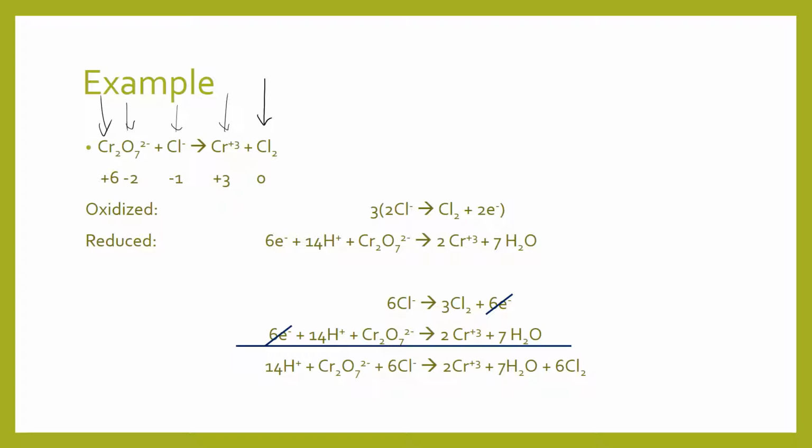The next step is to identify which reactions are oxidized and which are reduced. If we take a look at the chlorine, it goes from a -1 to 0. This means that it's lost electrons. Remembering, Leo, the lion, says grr, losing electrons means you're oxidized. So the first step in this problem is to write the oxidized reaction. The original oxidized reaction looks something like this.